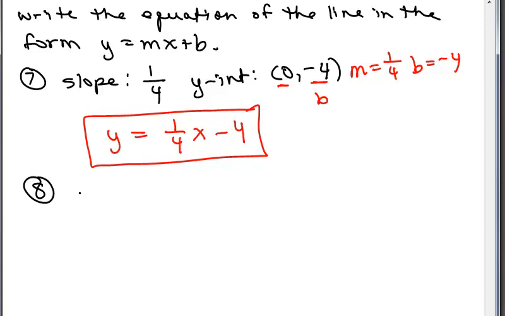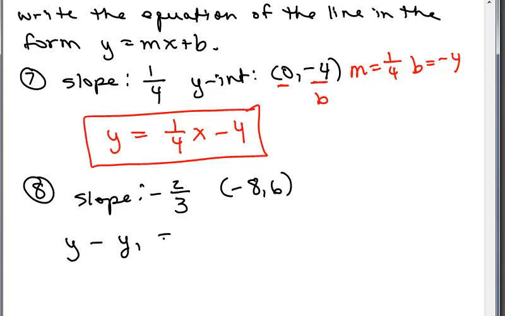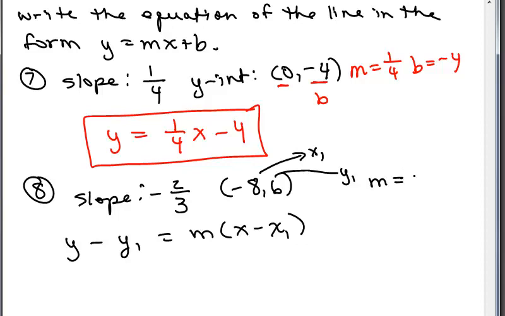All right, what about 8? Here we've got the slope is negative 2/3, and it passes through (negative 8, 6). There are different ways of doing this. One is to use the point-slope formula: y minus y1 equals m times x minus x1, where negative 8 is your x1, and 6 is your y1. Okay? And then I know my slope, my m, is negative 2/3. So we're going to directly plug that in.